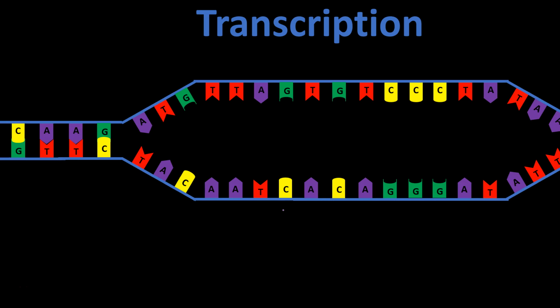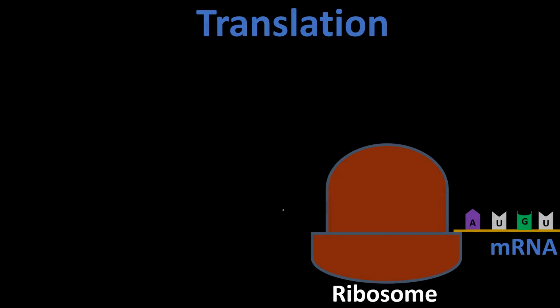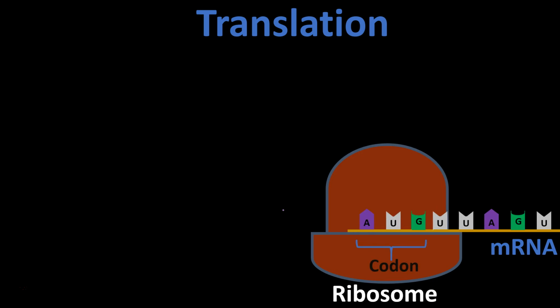And now we start translation. Translation takes place at a ribosome in the cytoplasm. Now, here's what's going to happen. mRNA is going to go through a ribosome, and the ribosome is going to read it 3 letters at a time. And again, we call each 3 letters, or each triplet, one codon. So it's going to read AUG first.